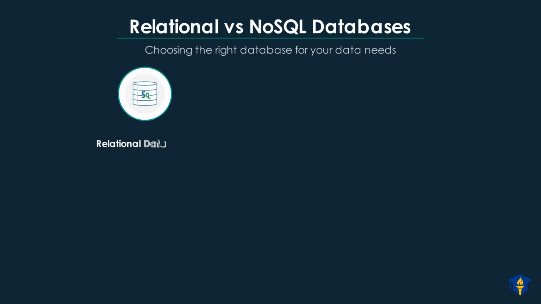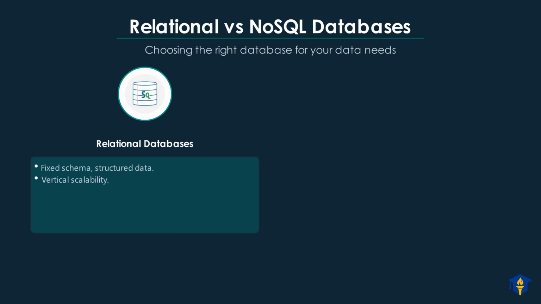Relational databases, on one side, adhere to a very structured approach. They typically feature a fixed schema and are designed primarily for structured data. These databases are known for their vertical scalability, meaning they can be scaled up. For querying and managing data, relational databases exclusively use SQL. They also strictly adhere to ACID compliance, ensuring data consistency and reliability.